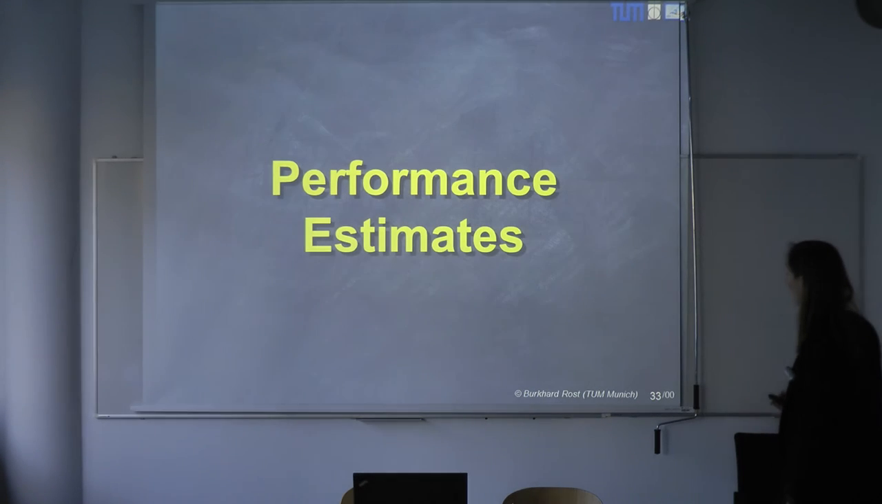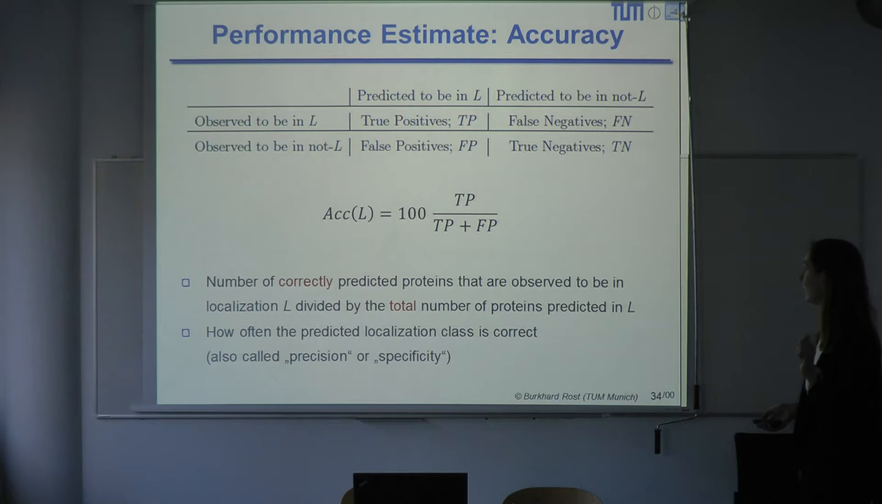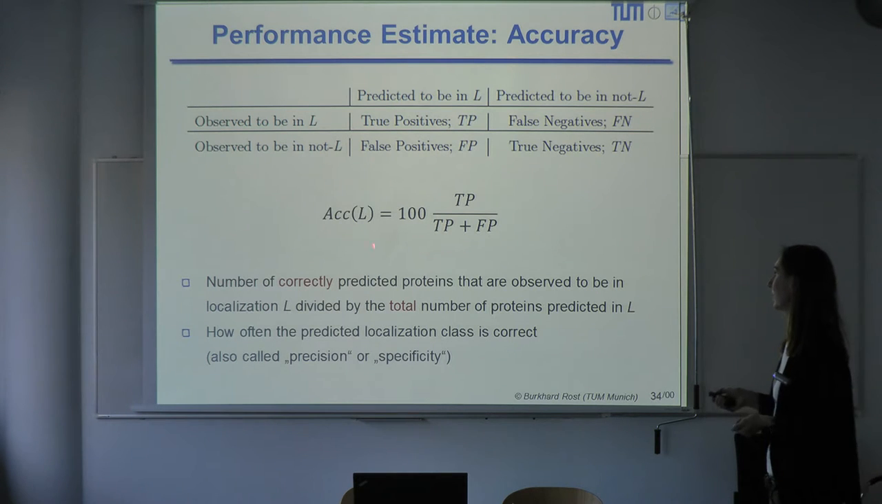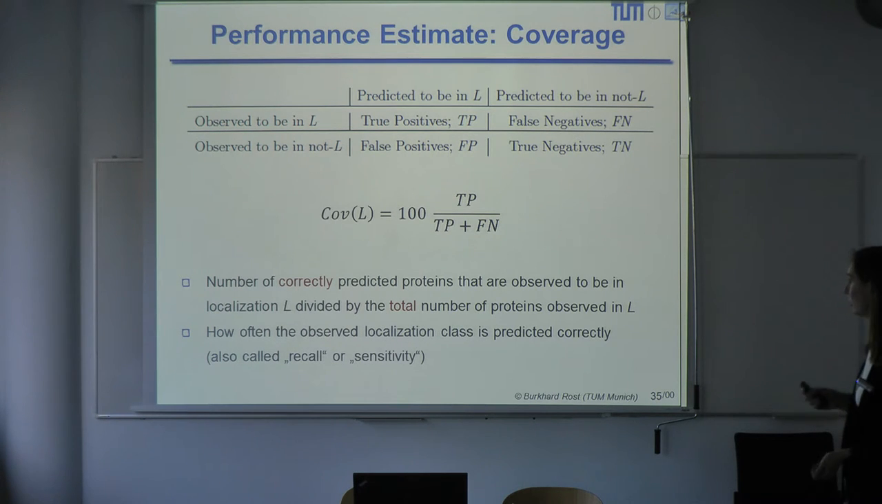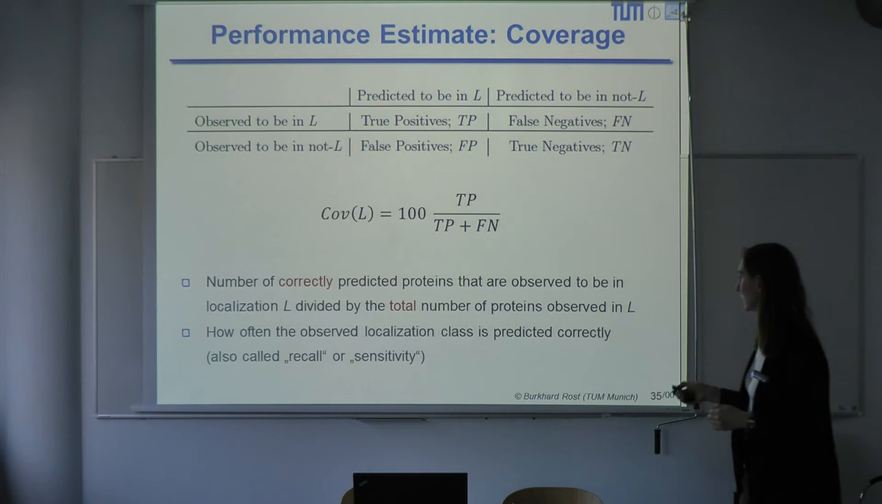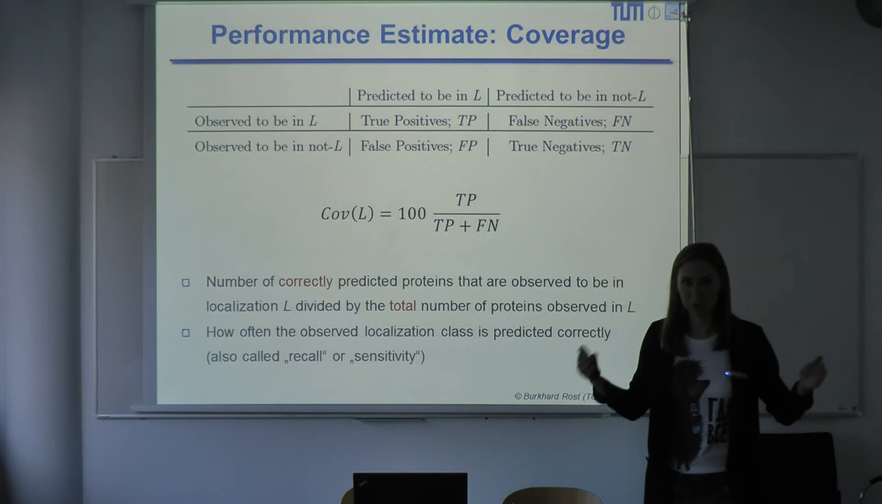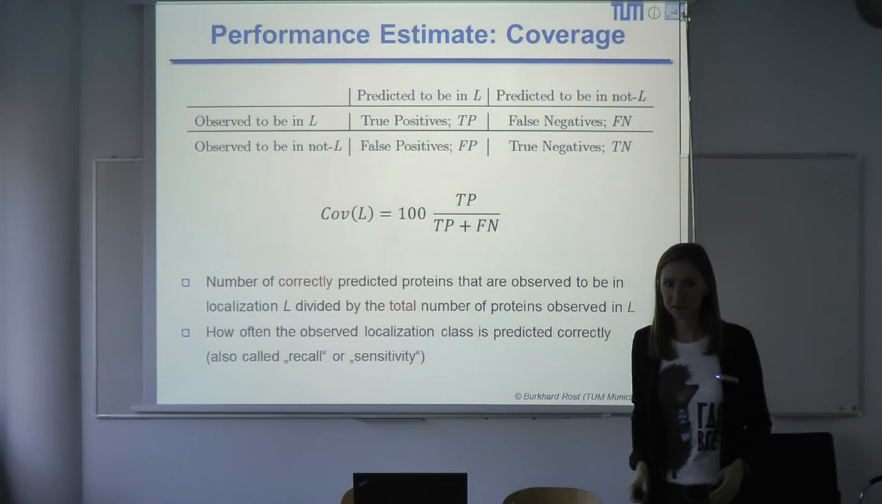All right, performance estimates. It's very important to accurately estimate the performance of your method. Key measures are accuracy, which tells you how many of your proteins are correctly predicted. Accuracy is also sometimes called precision or specificity. And coverage tells how many of your predicted proteins are actually observed to be in the correct localization. This measurement is also called recall or sensitivity. You can combine accuracy and coverage into one measure, like MCC or F1 measure and so on. But that you estimate accuracy and coverage correctly is super important.